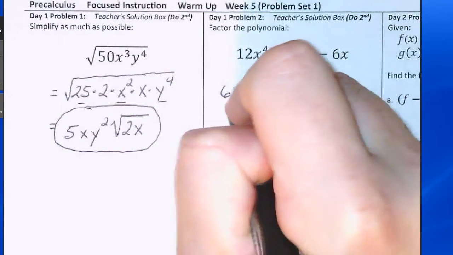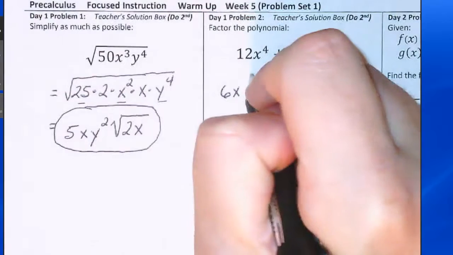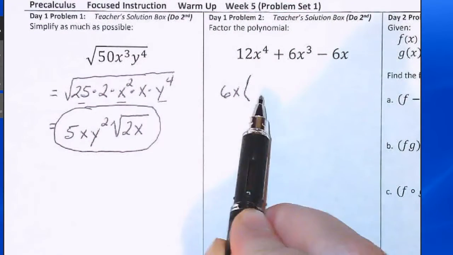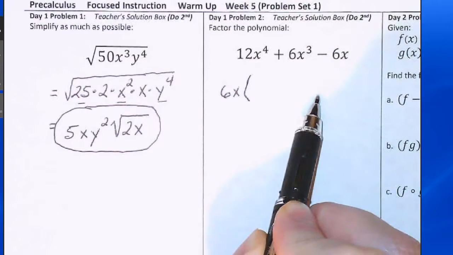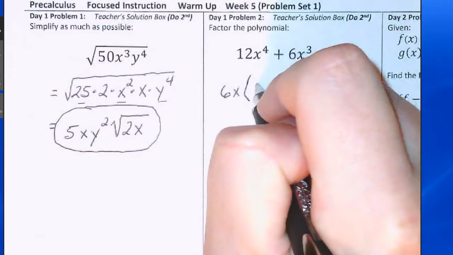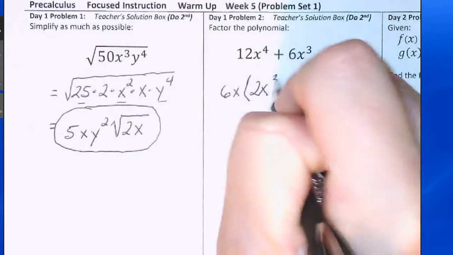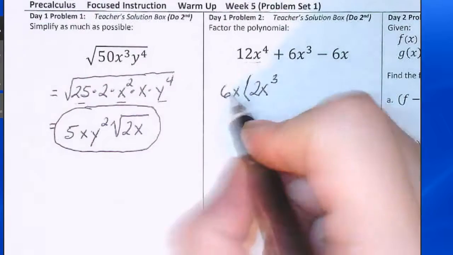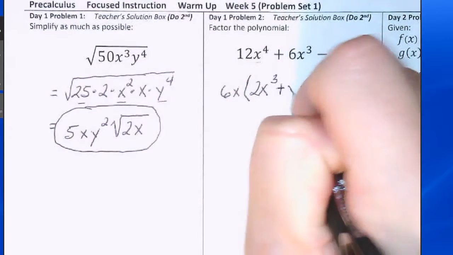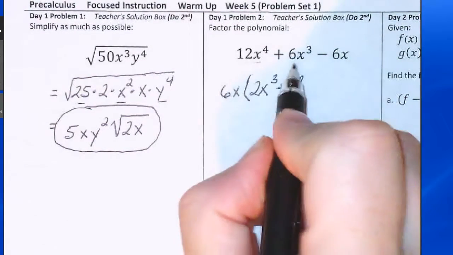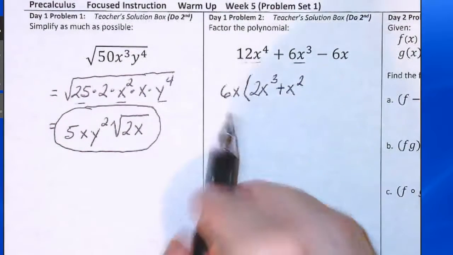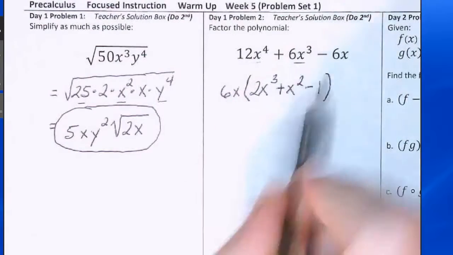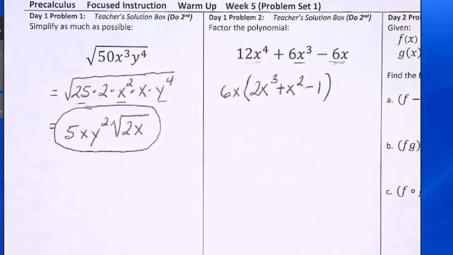There is. It's x. Follow up the greatest common factor with a set of parentheses in which we fill in the other factor. 6x times 2x cubed would create the 12x to the fourth power term. 6x times x squared creates the 6x cubed term. And 6x times minus 1 will create the negative 6x term.